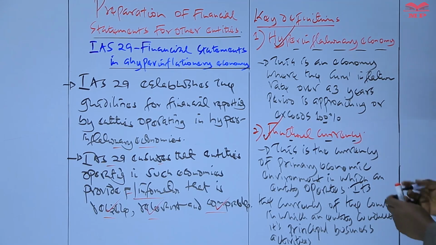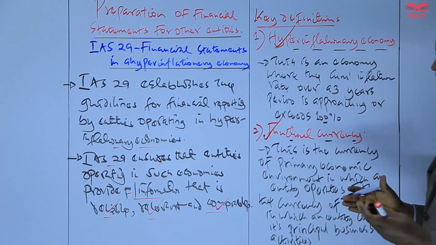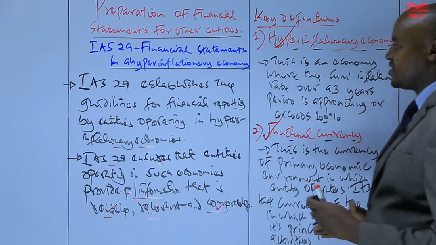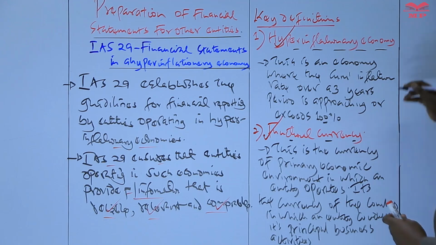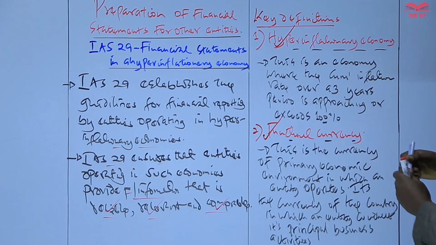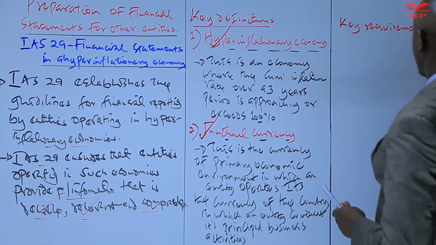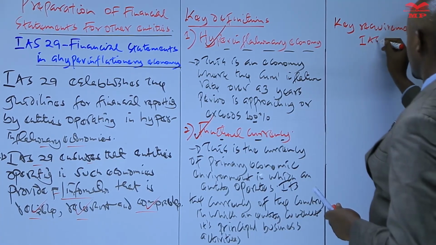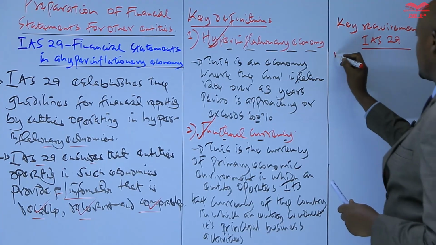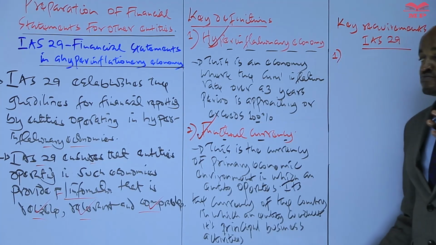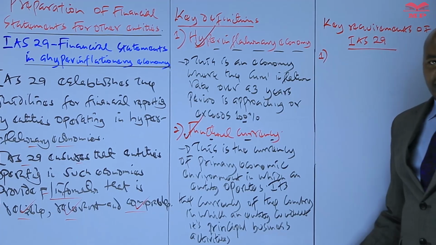Then from there we can proceed and look at the key requirements of this standard as far as the restatement of financial statements is concerned, and other issues. So let's look at the key requirements of International Accounting Standard number 29. We are going to look at a number of provisions as far as International Accounting Standard number 29 is concerned.